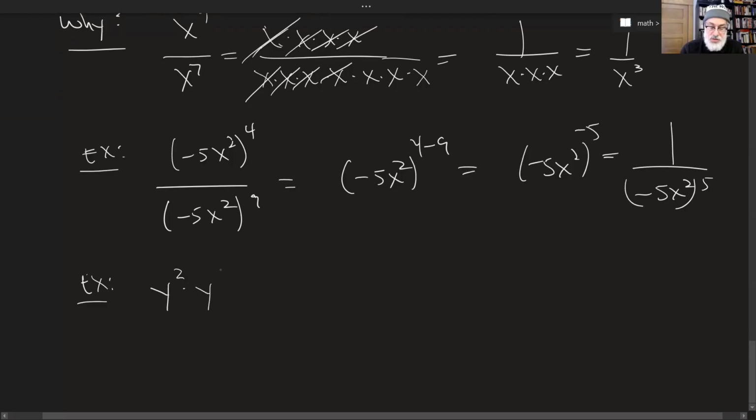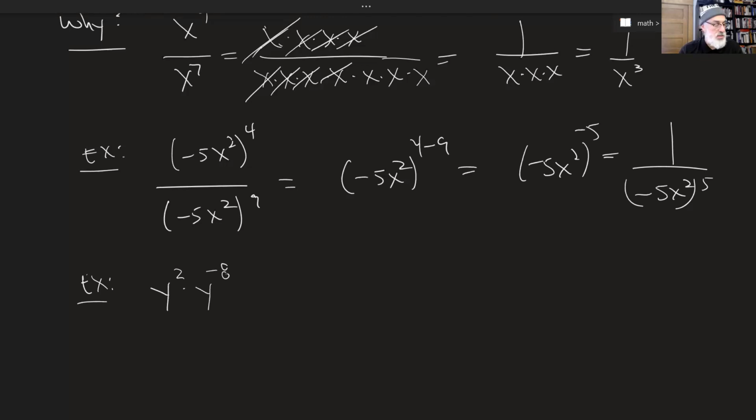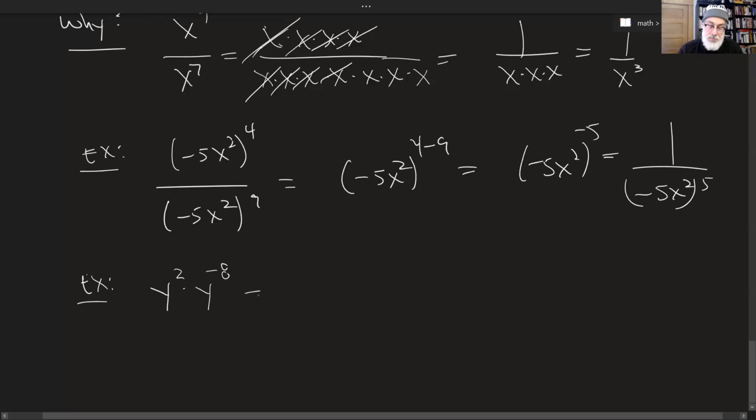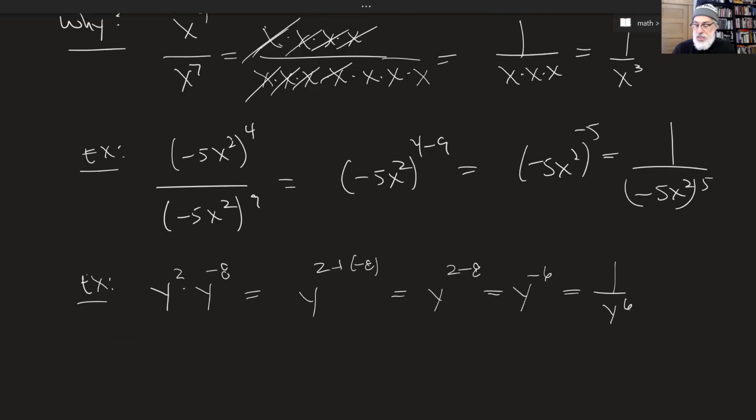The rule is nice. You can state a rule, state a definition, theorem, corollary, lemma. It's always nice to see the application. I think it sinks in a little bit better. So this is the product rule. The product rule says we add the exponents when they have the same base. So we're going to add this, which is y to the 2 plus negative 8, the same as 2 minus 8, which is the same as negative 6, which is the same as 1 over y to the 6. So that's the negative exponent rule.